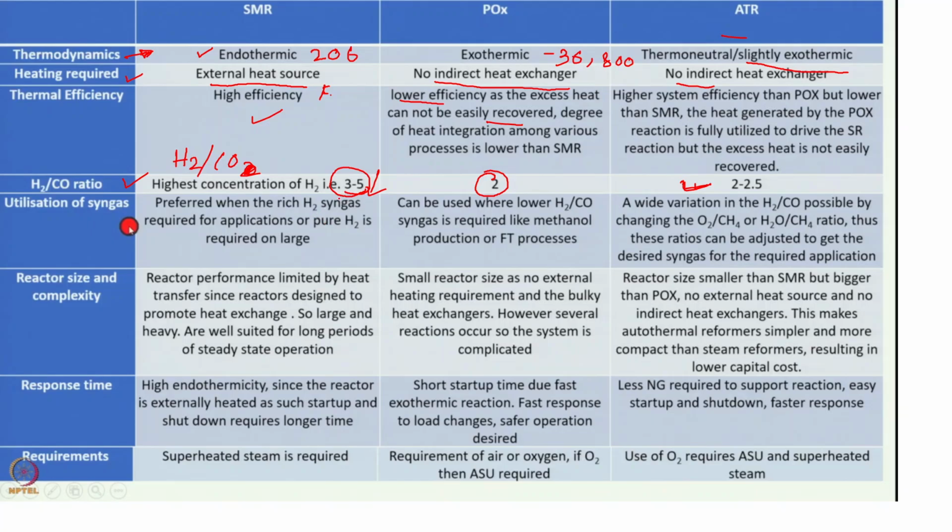You know that according to the end applications, we will choose the fuel. If we require ammonia production, then we will use air. If we need pure hydrogen, we will use oxygen. And the reactor size and complexity: this one is very large and very complex. For that case, the reactor size is smaller, and this one is also smaller.